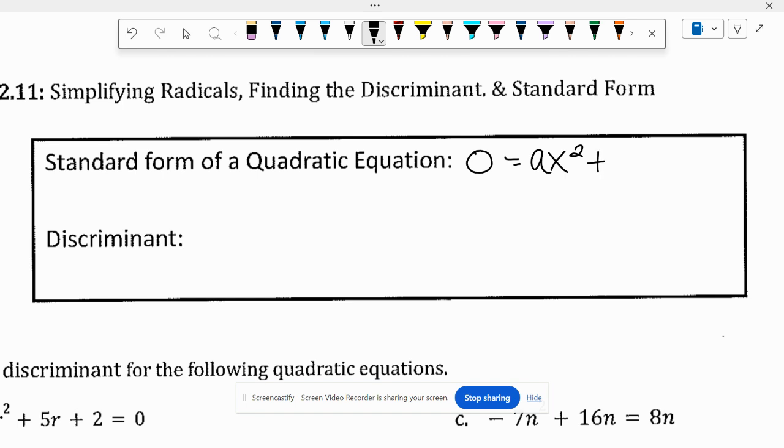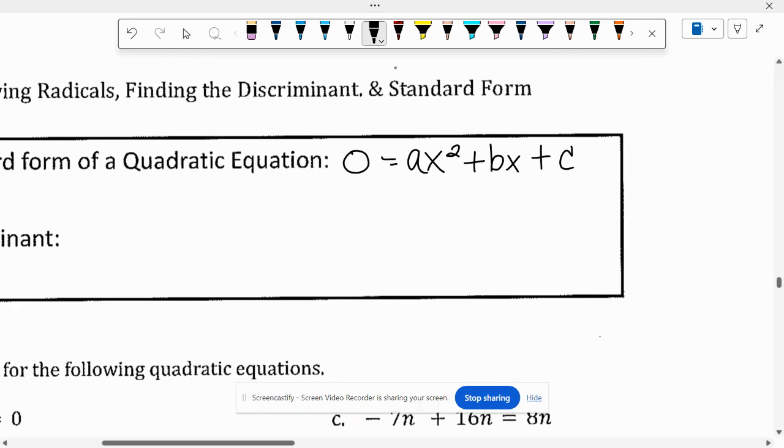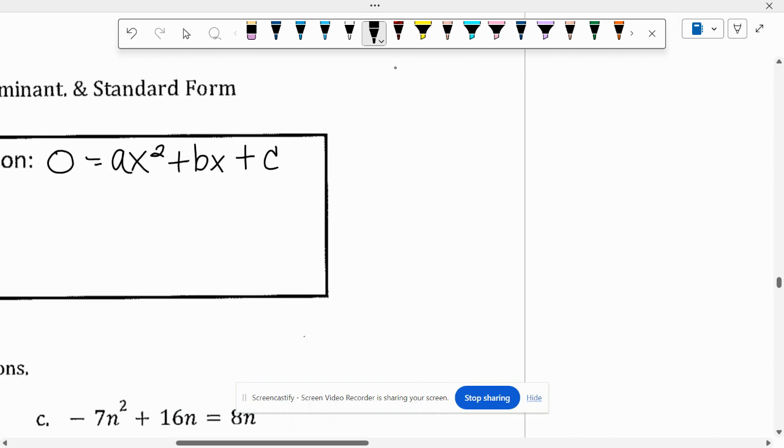So ax squared plus bx plus c. All right. Well, it's asking us about a discriminant, and that's something that you guys may have learned in Math 1, but I'm going to give you some back information.